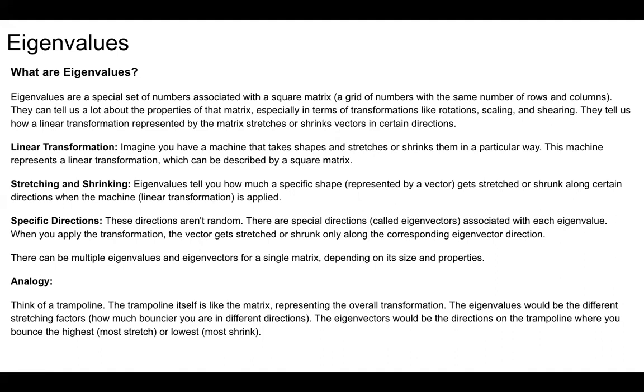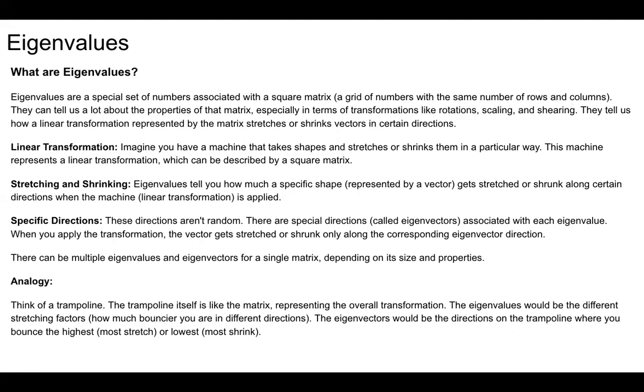Now, what are eigenvalues? They are a special set of numbers. So basically values, which means they are numbers. And why are these numbers important? First of all, these numbers are associated with a square matrix. So what is a square matrix? It's a grid with the same number of rows and columns, say 3 by 3 or 5 by 5.